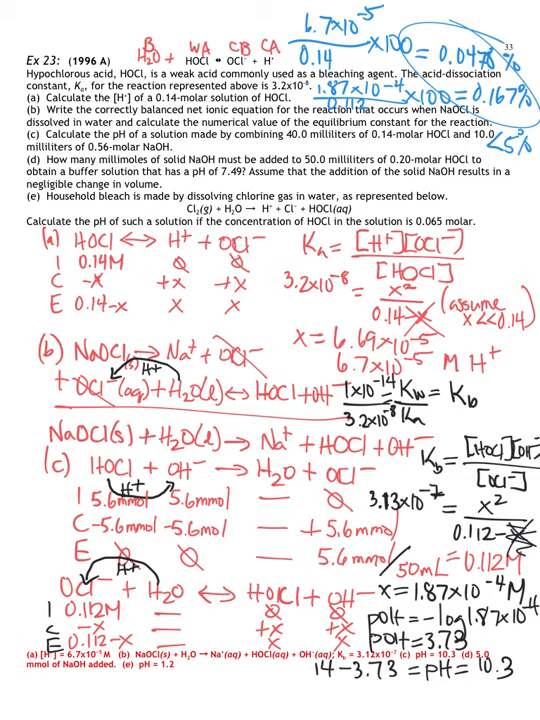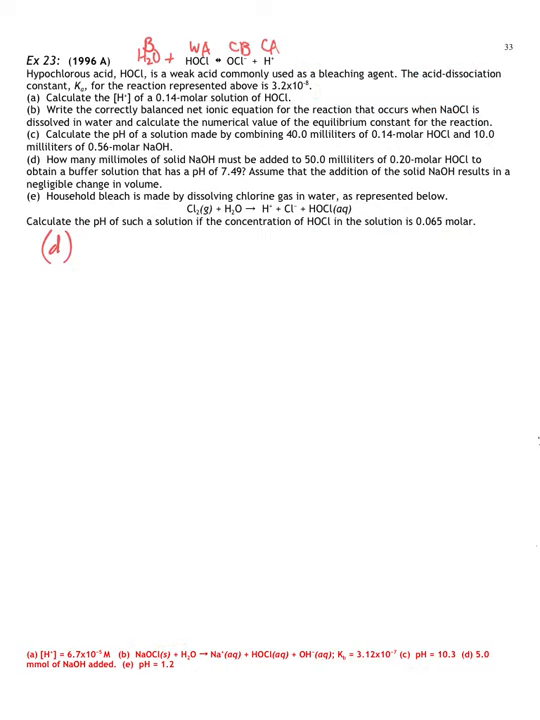Now let's go ahead and jump into D. So I'm going to erase everything onto D. It says in D, how many millimoles of solid sodium hydroxide would be added to 50 milliliters of a 0.20 molar hypochlorous acid to obtain a buffer solution that has a pH of 7.49. Assume that the addition of the solid sodium hydroxide results in negligible change in volume.